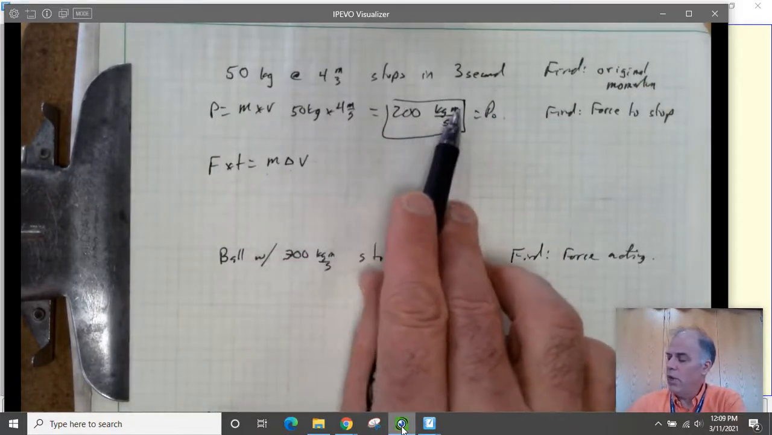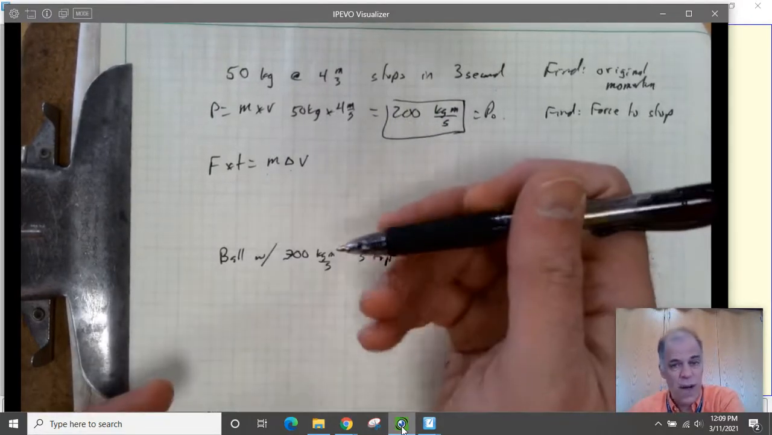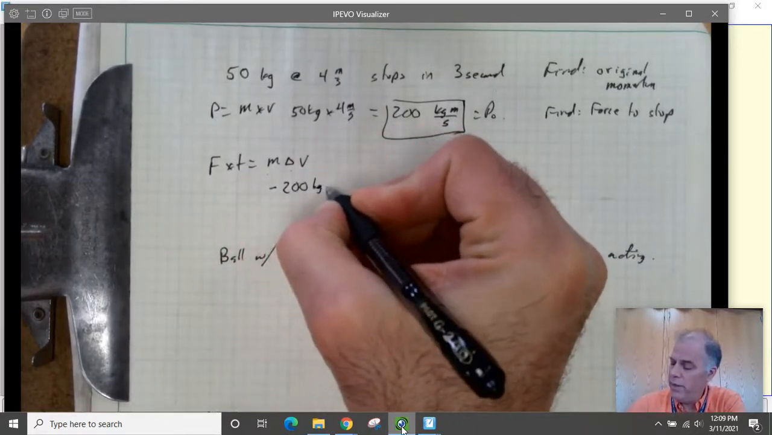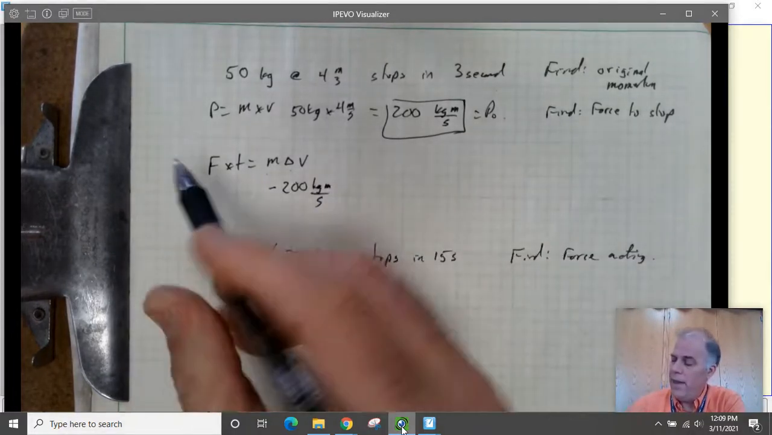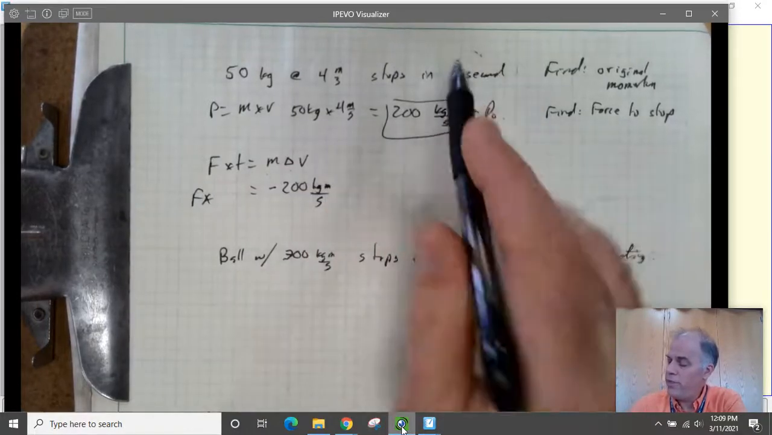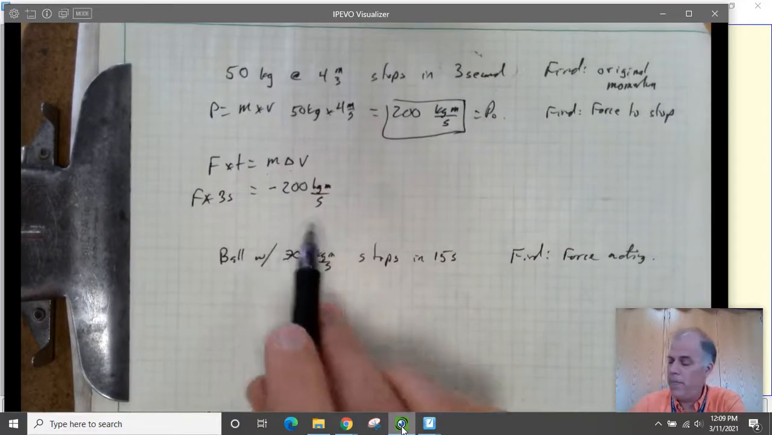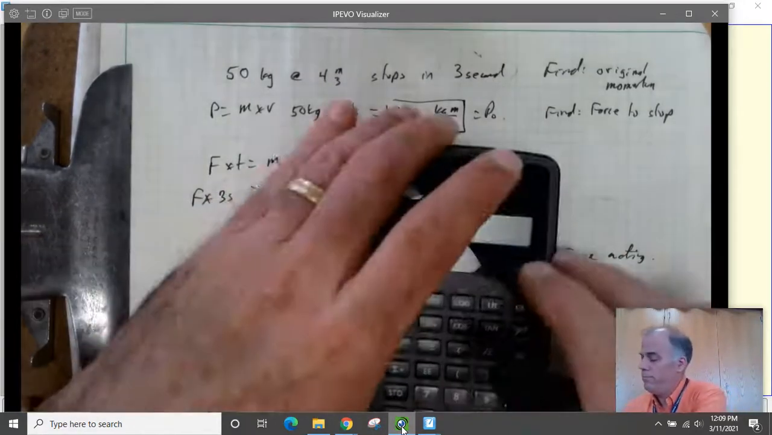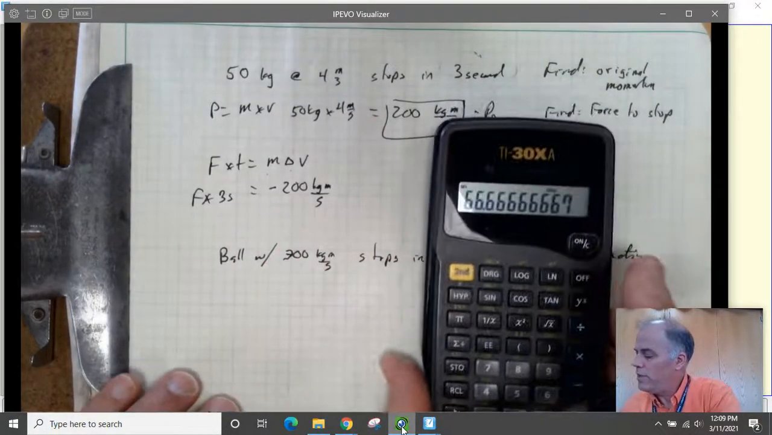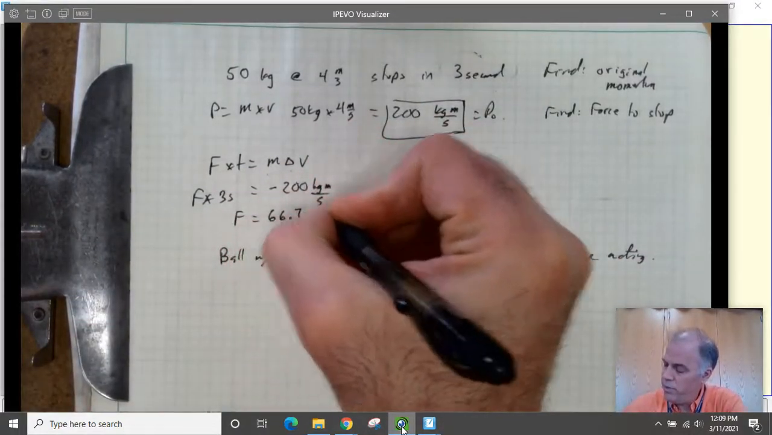We know that we have lost the 200 kilogram meters per second. We've lost that momentum because it has stopped. So this right here is going to be a minus 200 kilogram meters per second. And this was caused by some force which lasted for 3 seconds. So force times 3 seconds equals that change in momentum. So we divide 200 by 3, and we get 66.7. The force is equal to 66.7 newtons.